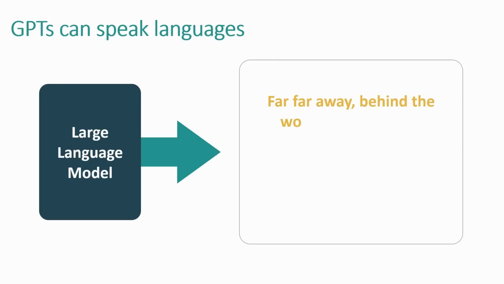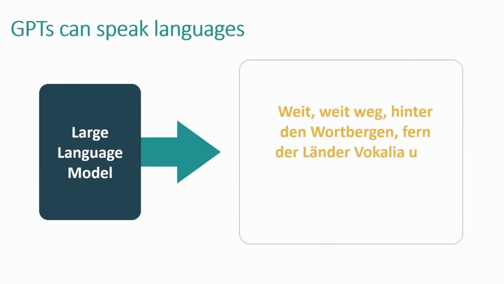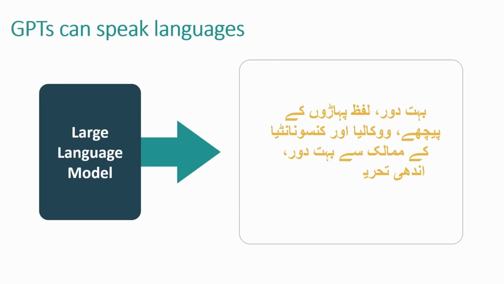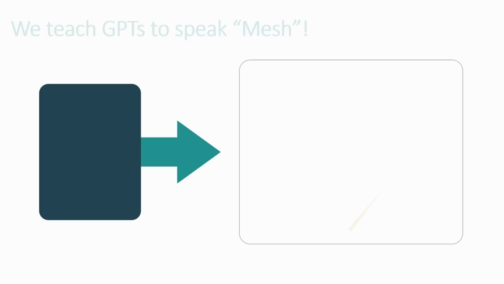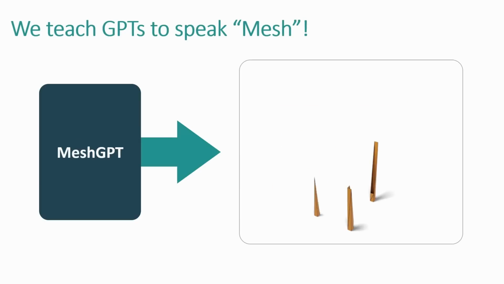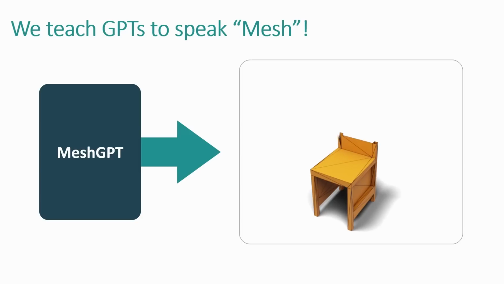GPT-like generative models have shown impressive capabilities in generating text across various languages and even in modeling programming languages, images, and audio. However, the adaptation and application of these models in the 3D domain remains underexplored. With MeshGPT, we teach GPTs to speak mesh, enabling generative modeling of meshes directly as sequences with transformers.